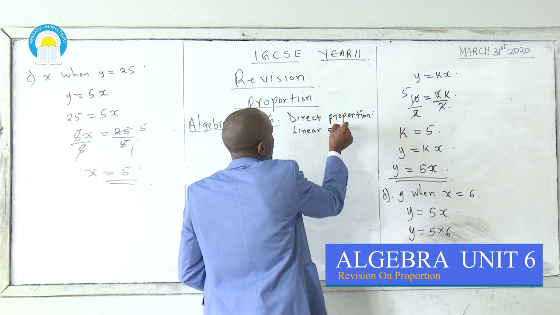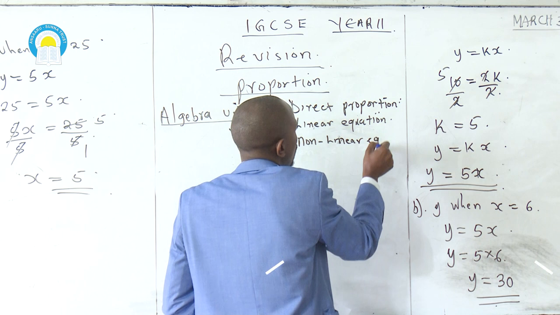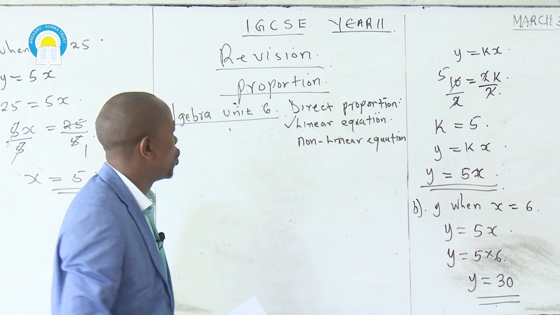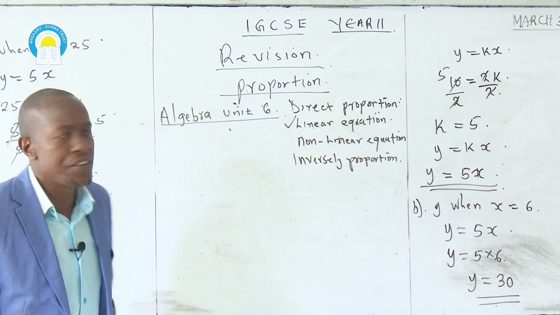We have those with the linear equation, and we also have those with non-linear equation. Now, at the moment, I'm tackling linear equation. That's where we are. Then also we have inverse proportion. In the Kenyan system, we call it inverse variation.